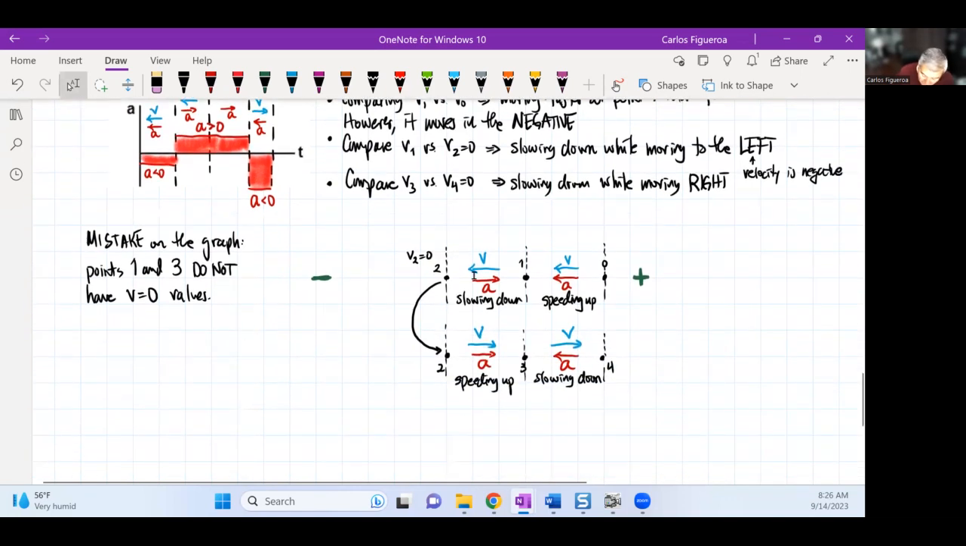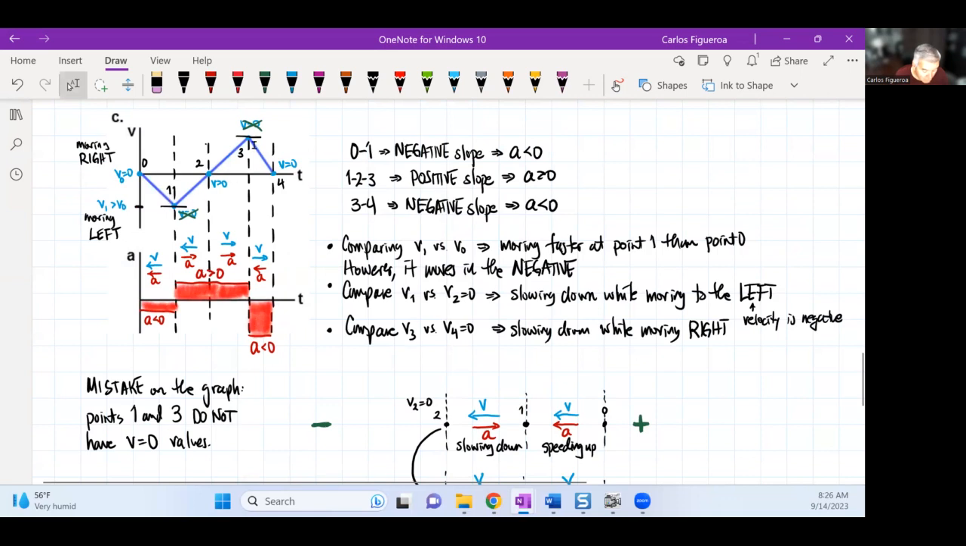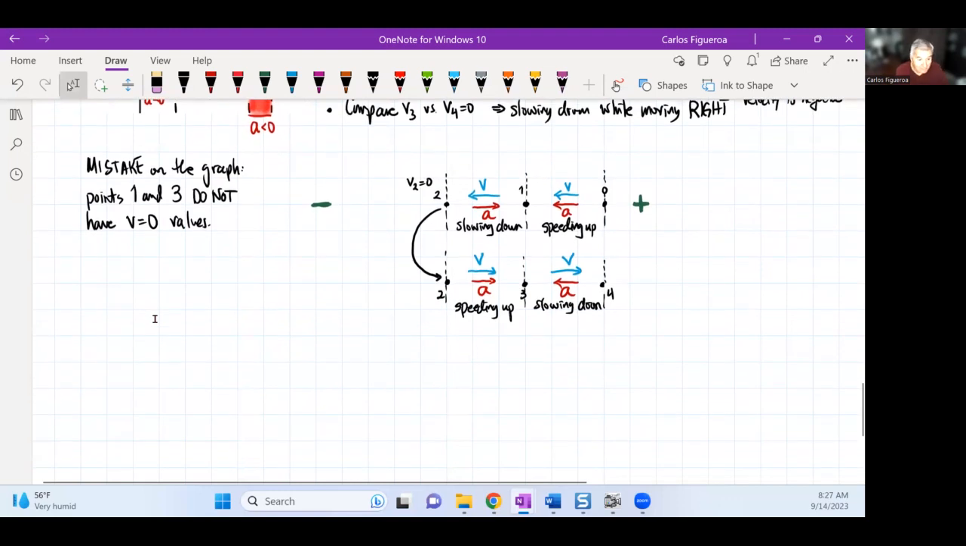So that's what this motion diagram looks like. Now note that, again, I apologize for this mistake with my points 1 and 3. Yeah, that was just a screwy thing that I did. Okay, I am done with this example, and now we want to get into kinematics.